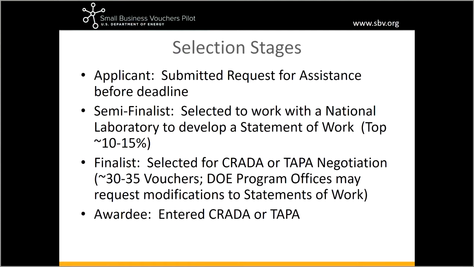So talk about the stages. These are the names that you may hear tossed around. By hitting submit on your request for assistance, you become an applicant. About the top 10 to 15%, maybe a bit more, will be selected as semifinalists. It probably will actually, I should correct this, will be closer to 20%. And they'll be selected to work with a national laboratory to develop a statement of work.